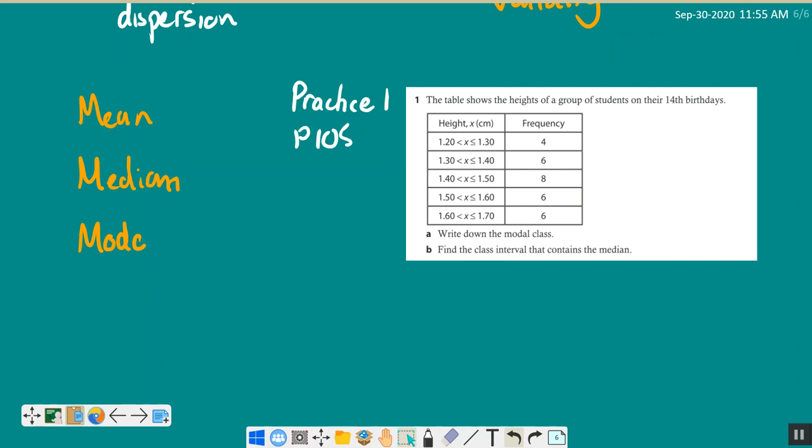So interpret that. Within the height area, it shows, for example, the first one is 1.20 is smaller than x, but that's smaller than 1.3, meaning that any data in the first box is between 1.2 and 1.3. How many people are between 1.2 and 1.3 meters tall, Aidan? 4. How many people in total, Steph?